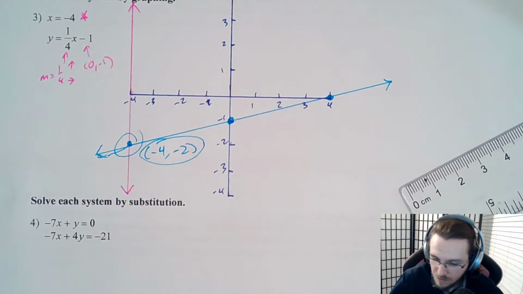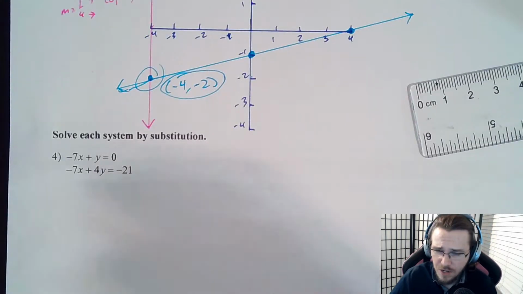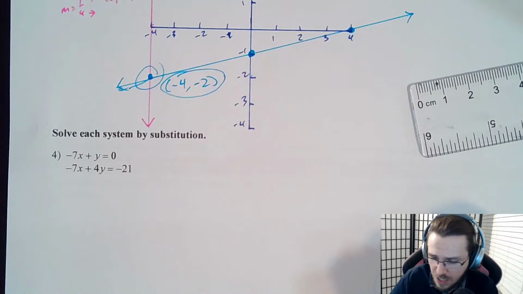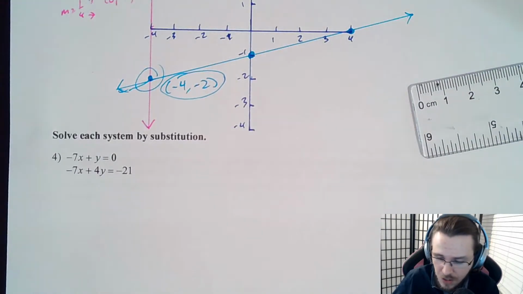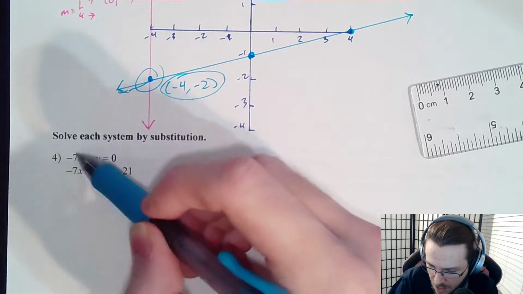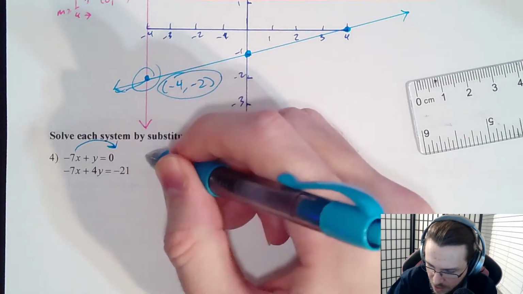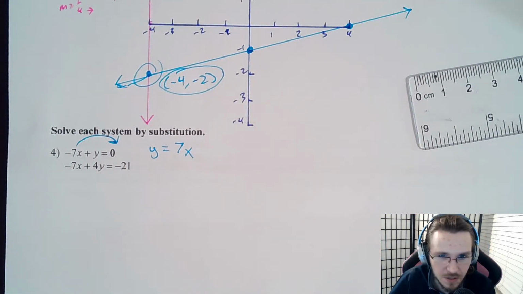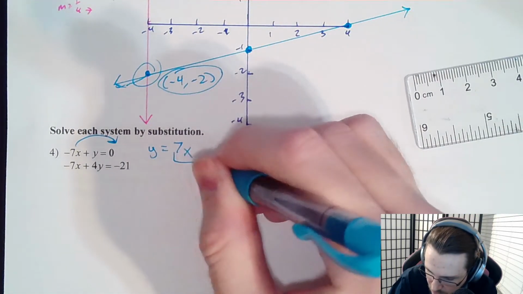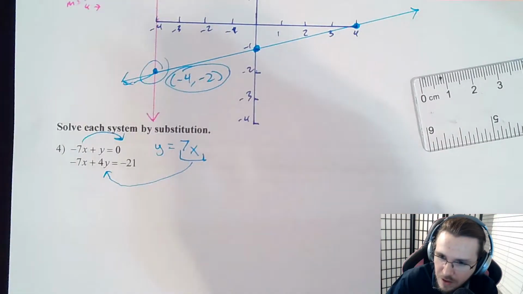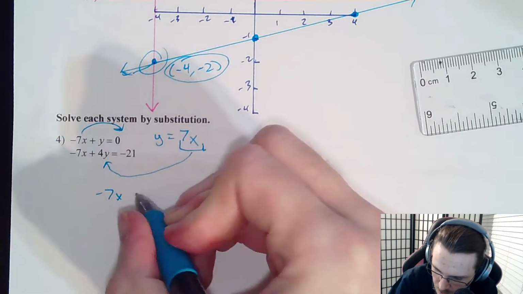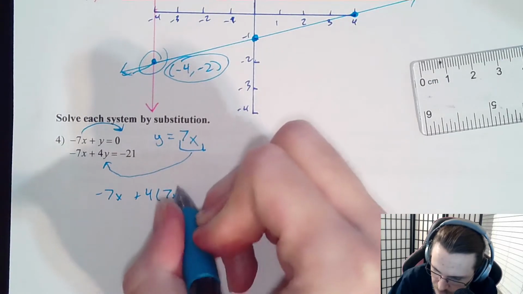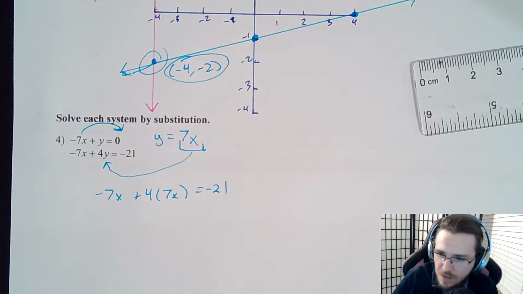So, solve each system by substitution. Substitution is when you solve an equation for a specific letter, and then you take that equation and substitute it into the other equation. So we're going to take that -7 at the start here and move it to the right-hand side, making y equal to 7x. We don't have to write the 0 because it's kind of meaningless. And now we're going to take that 7x and plug it in for y right there.